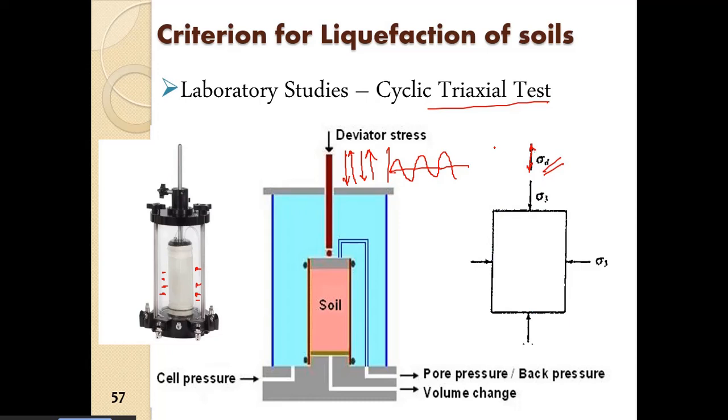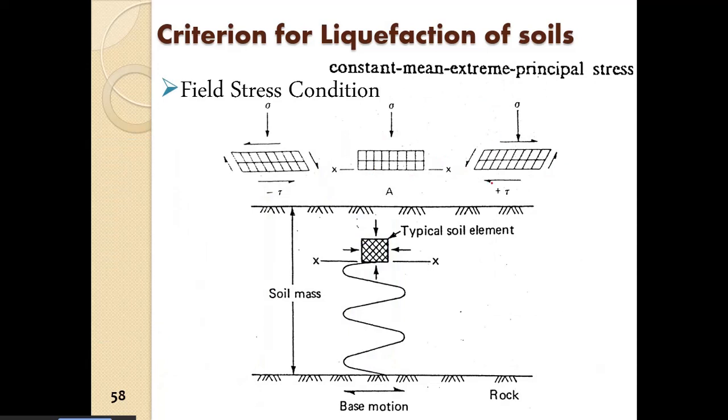We have to replicate the stress condition in the soil. So Seed and Lee, 1966, said that when there is an earthquake, the rock at the bottom of the soil has a base motion applied. The rock vibrates in this manner: initially it moves in this way, then in this way, then in this way. So there is a vibration in the rock.